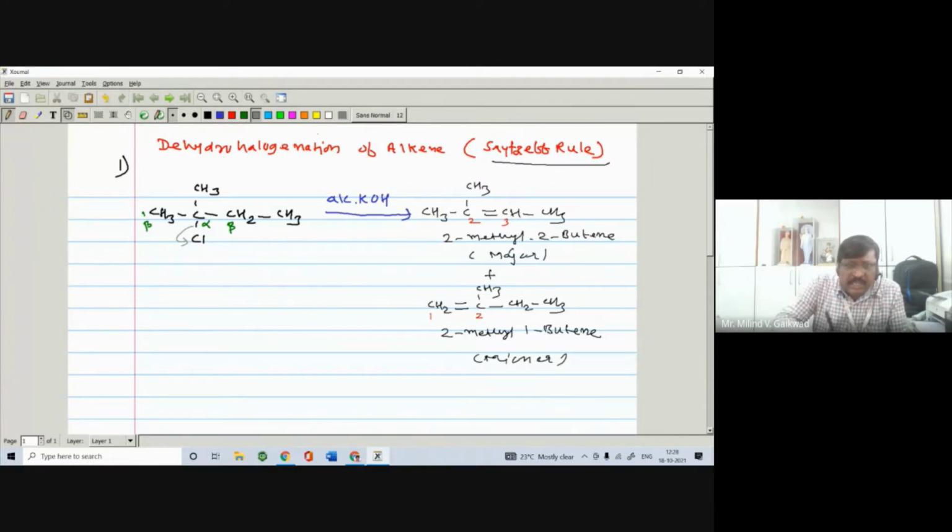So here, how many R groups are directly attached? In this case, here is your methyl group, one R group directly attached, then 2 R groups directly attached, and 3 R groups directly attached. Means a trialkyl substituted alkene. And in this case, only 1 R and 2 R are directly attached, means it is a dialkyl. So when more alkyl groups are directly attached to the doubly bonded carbon atoms, it is the major compound. So here it is the major compound, and the remaining one is the minor compound. So this is called an elimination reaction, right?